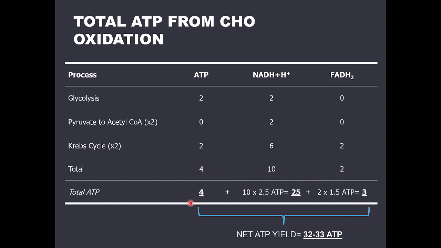Now in the ETC, each NADH is worth approximately 2.5 ATP. So you get 25 ATP from these 10 NADH through the ETC. And each FADH is about 1.5 ATP. So from these two FADHs, you get 3 ATP through the ETC. So in total, from one glucose 6-phosphate through full oxidation, you get 32 to 33 total ATP, which again is the full energy worth of a single glucose 6-phosphate.